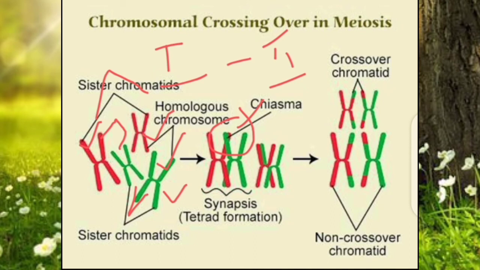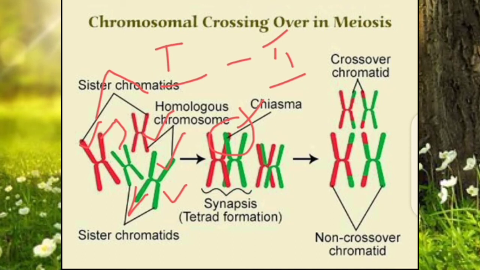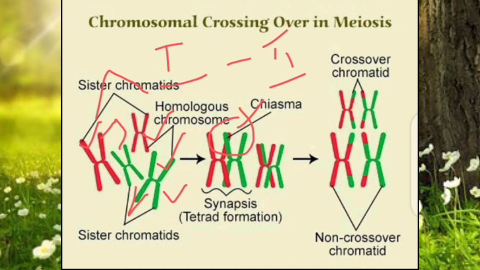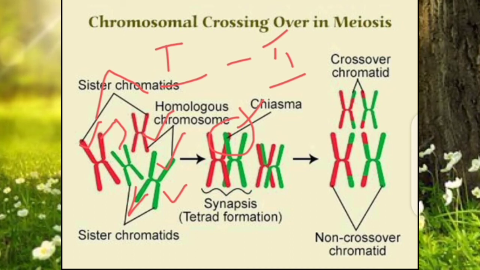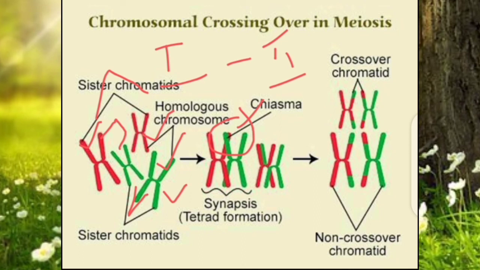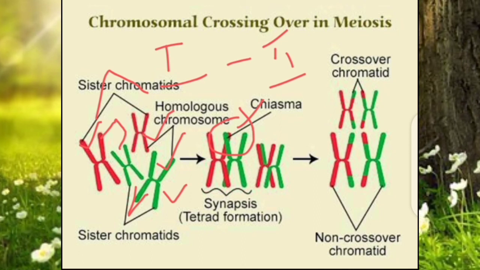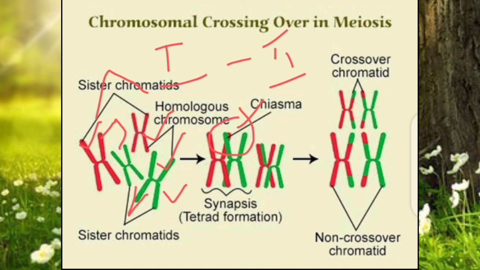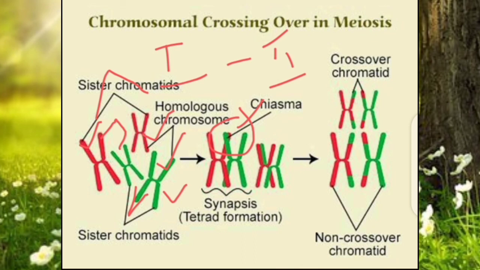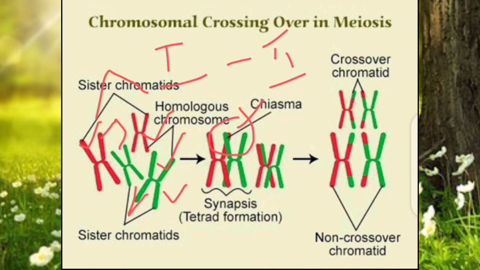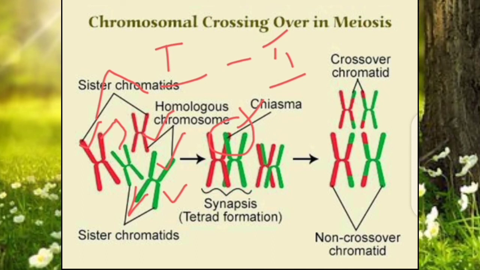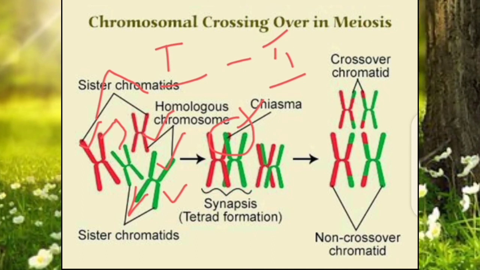Some part of these non-sister chromatids are going to exchange, and we have new genetic recombinations, and this is because of crossing over. So the chiasmata is actually an X-shaped structure formed because of the point of contact between the non-sister chromatids of the homologous chromosomes. Because of this, the exchange of genetic material takes place, and this exchange takes place by the help of crossing over.